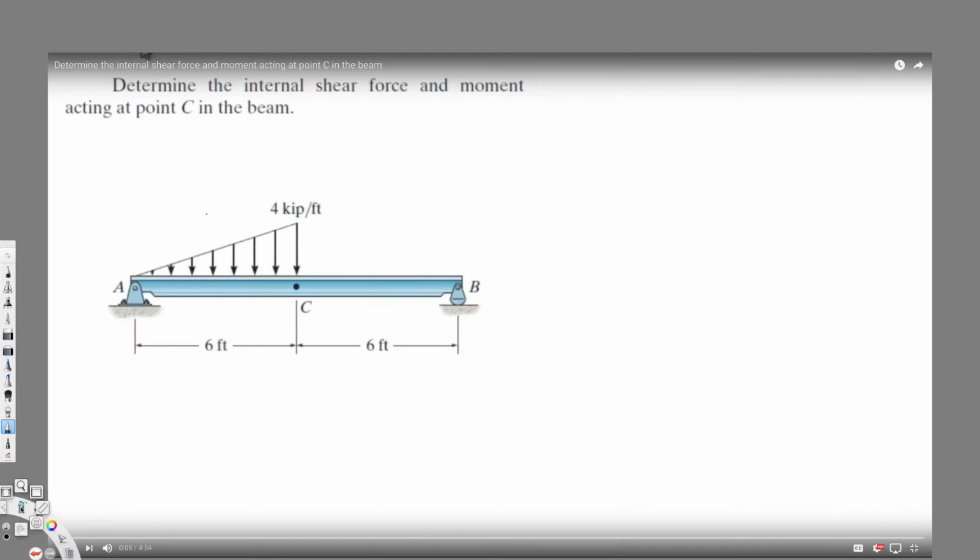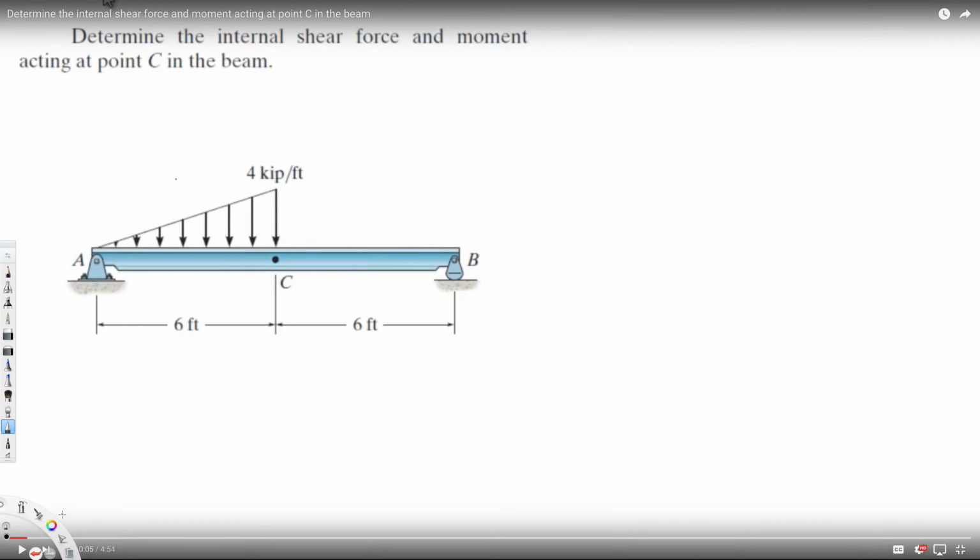Let's do this problem right here. The question is asking to determine the internal shear force and the moment acting at point C in the beam. So let's see what we can do. First of all, we have to put the forces acting on it.